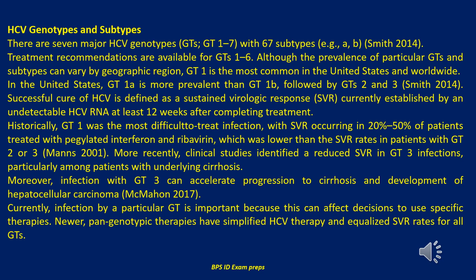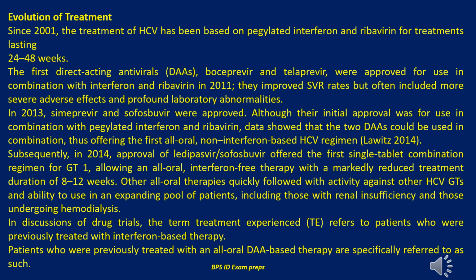Currently, infection by a particular genotype is important because this can affect decisions to use specific therapies. Newer, pan-genotypic therapies have simplified HCV therapy and equalized SVR rates for all genotypes. Next we will discuss the evolution of treatment.